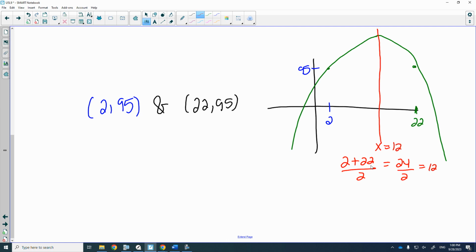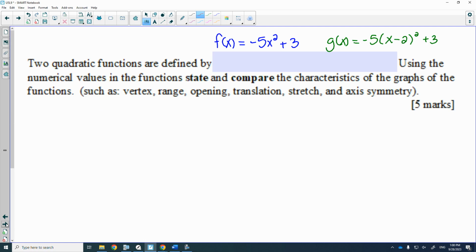So if I said, for example, if we had coordinates of 4, 100, and 16, 100, what would the equation of the axis of symmetry for this be? It'd be 10. Yep, because 4 plus 16 is 20. 20 divided by 2 is 10. Yes. Okay, take a minute to write this down.